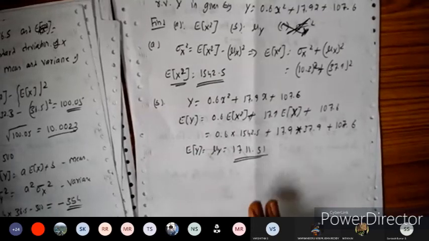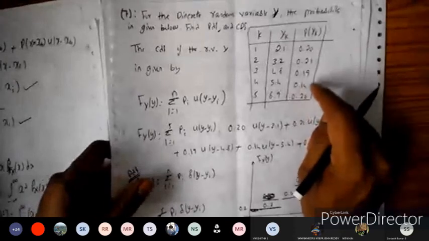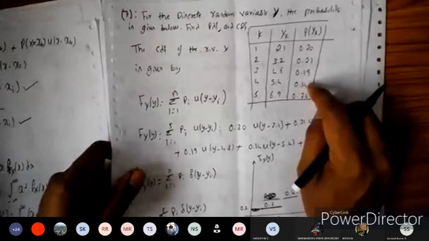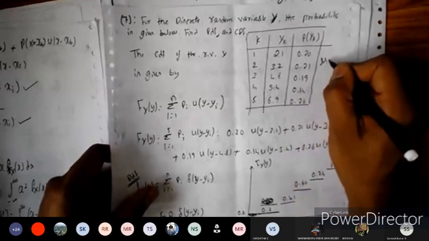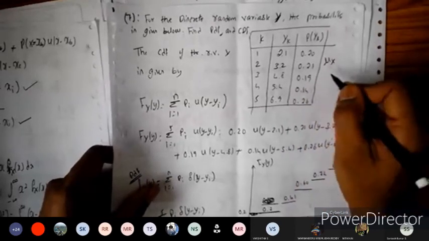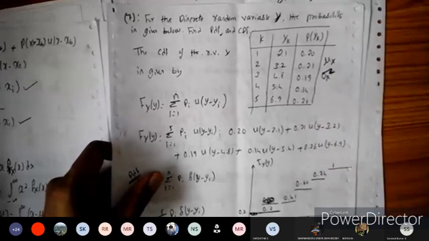So these are the problems on the continuous random variable. In the beginning, I did one problem here. Okay, done. Now take problem number 7. For problem number 7, let us find out the mean and the variance. Take this as homework.